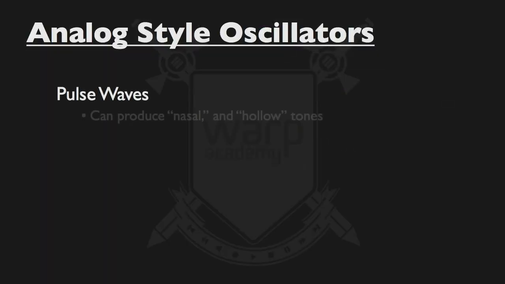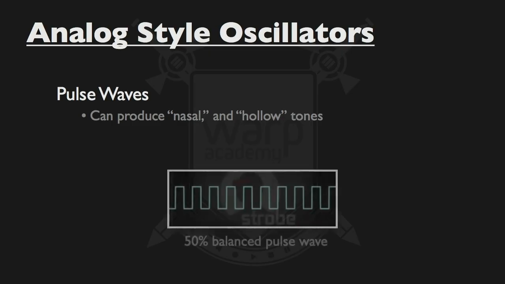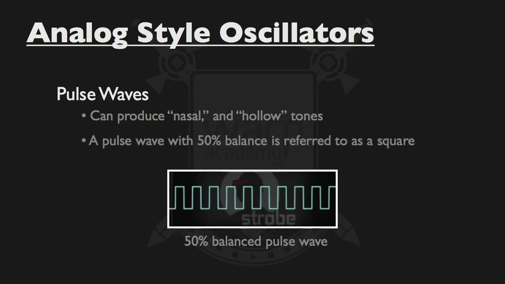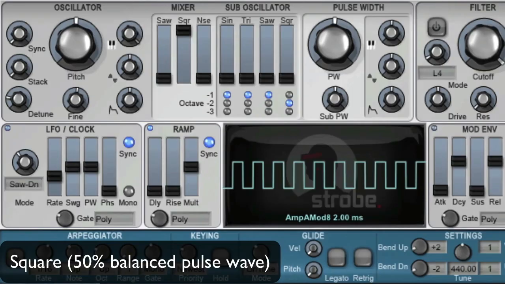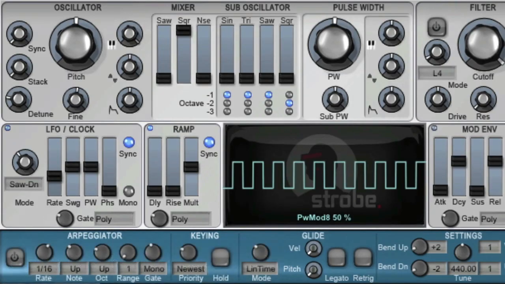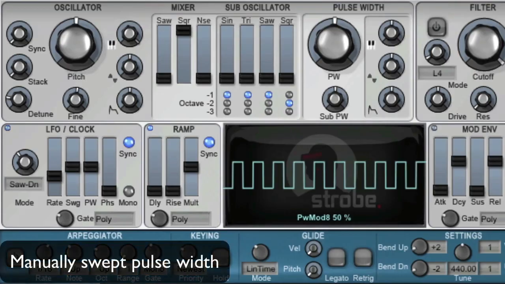So pulse waves can have anything from a nasal quality to a hollow tone. The balance between the high and low points of the cycle of the waveform is referred to as the pulse width. And oftentimes a pulse wave with 50% balance is referred to as a square wave. So here is a square to start off with. And here's a pulse starting off balanced and then with its width being swept manually.